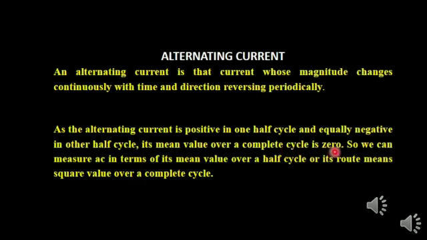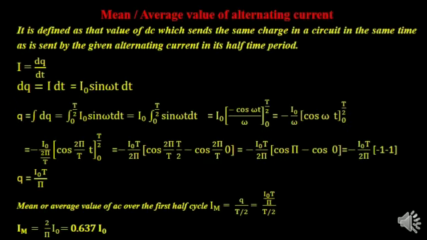So, we can measure alternating current in terms of its mean value over half cycle or its root mean square value over a complete cycle. Mean or average value of alternating current. It is defined as the value of direct current which sends the same charge in a circuit in the same time as sent by the given alternating current in its half time period.